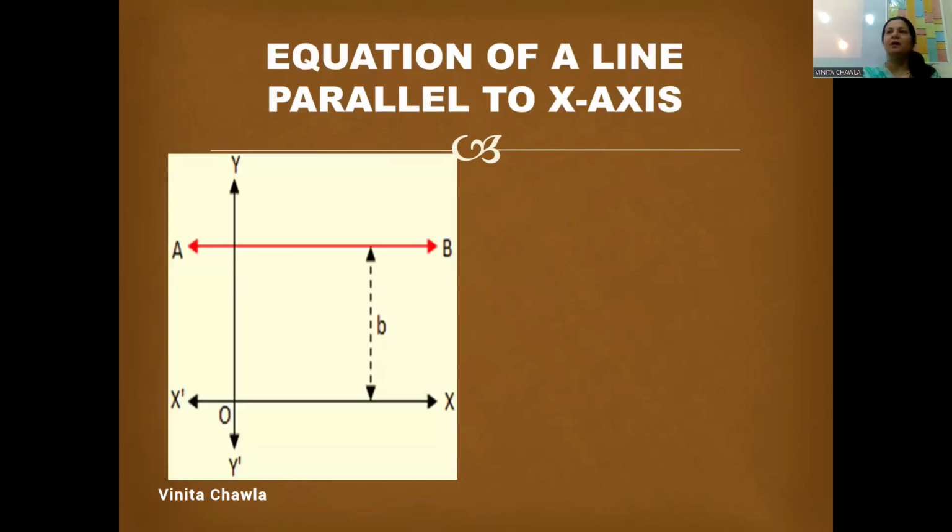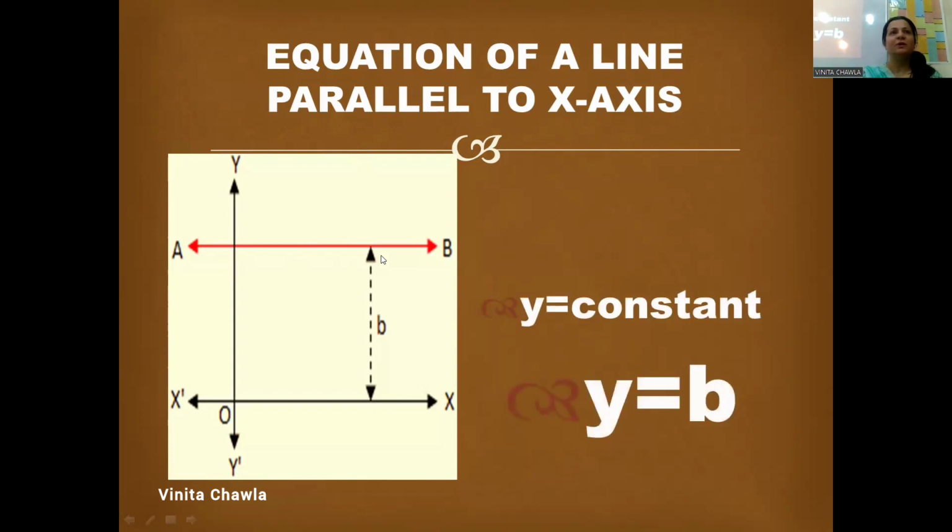Equation of a line which is parallel to x-axis. So if we have to draw a line parallel to x-axis, then you can see that every point on this line, this red line, we find the value of y as a constant. Because if we take a point somewhere here or here or here, everywhere the value of y is b, but the value of x is changing. So any line which is parallel to x-axis has constant value of y. And here that constant is b. So we can write the equation as y equals b for this particular case.